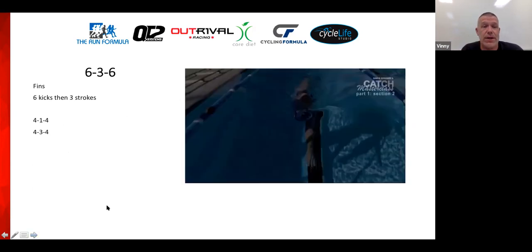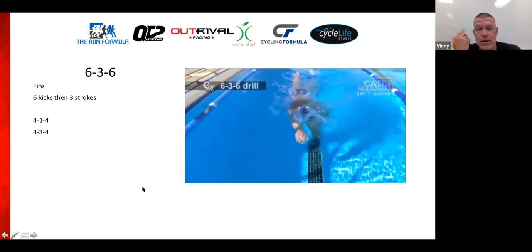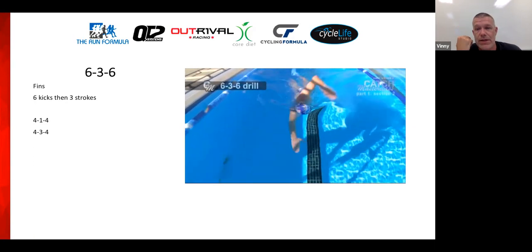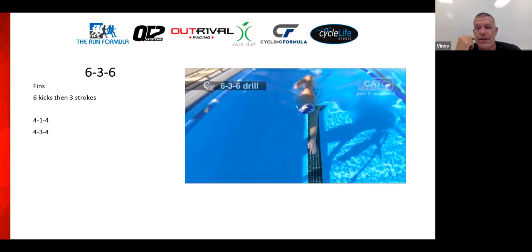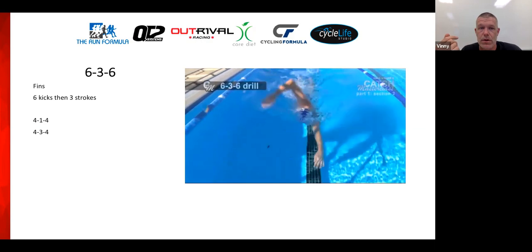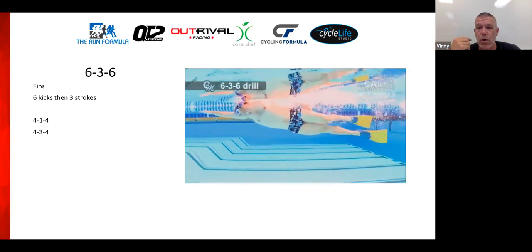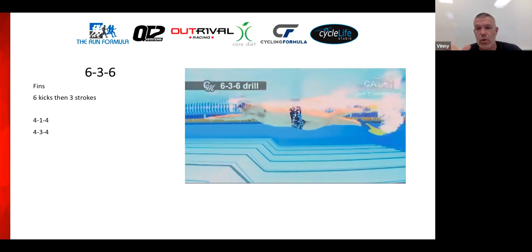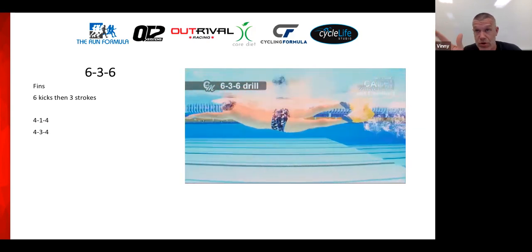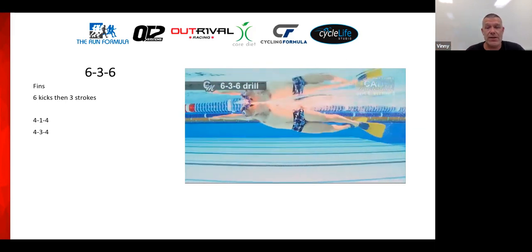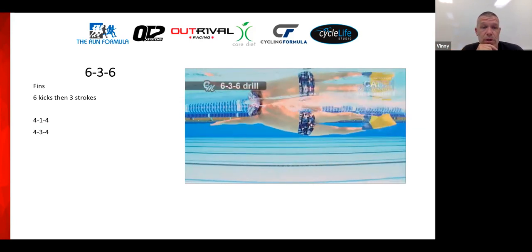Then you can just progress. You can increase those numbers. So now you can do 6-3-6. So you're going to kick 1, 2, 3, 4, 5, 6, take 3 strokes. 1, 2, 3, 4, 5, 6, and then you take 3 strokes. The next level up from that is to get even quicker, which is instead of doing 6 kicks, you do 4. So 1, 2, 3, 4, take a stroke. 1, 2, 3, 4, take a stroke. 4-3-4: 1, 2, 3, 4, take 3 strokes. So you can enhance this to more swimming by just increasing the numbers and the ratios there.